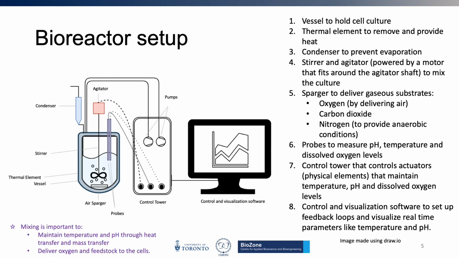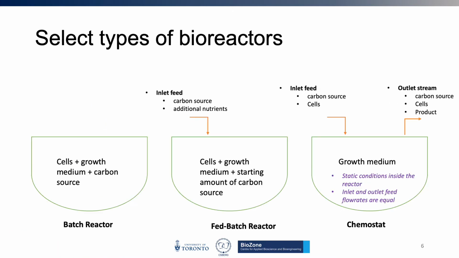Another thing I wanted to emphasize is that mixing is really important to maintain temperature and pH through heat transfer and mass transfer. And it's also really important to deliver oxygen and feedstock to the cells. So if you have a problem with your mixing, if your motor, agitator, and stirrer system just isn't working, you will lose your fermentation run, for example.